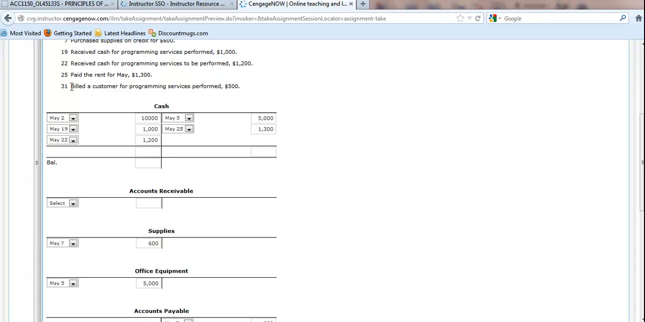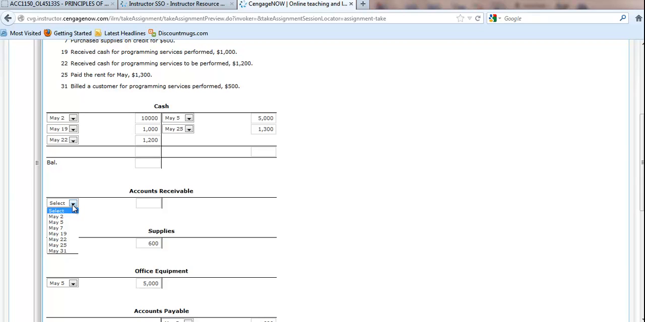Then it says I billed a customer for programming services performed, $500. All right, so this is one of the more difficult ones at this time. I didn't receive any cash. I didn't buy any supplies or equipment, but I billed a customer. If I billed a customer, that means they owe me money. It's just like if you receive a bill in the mail, that means you owe somebody money. In this situation, it's money that's owed to me, so it's money that I'm going to receive later.